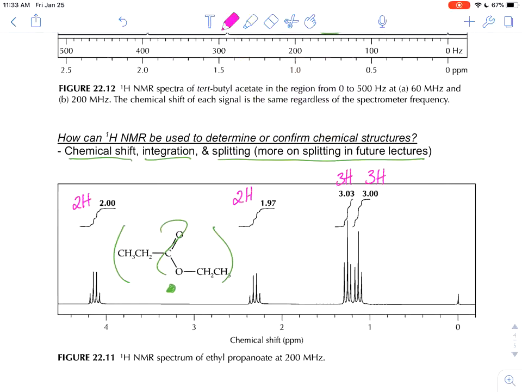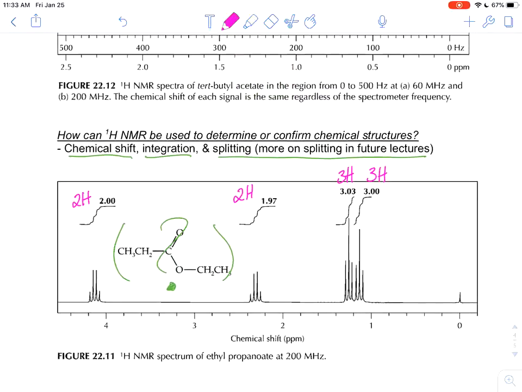So that's telling you that this could be a CH2 group, this could be a CH2 group, this could be a CH3 group, and that could also be a CH3 group. Okay, so that's what it tells you.